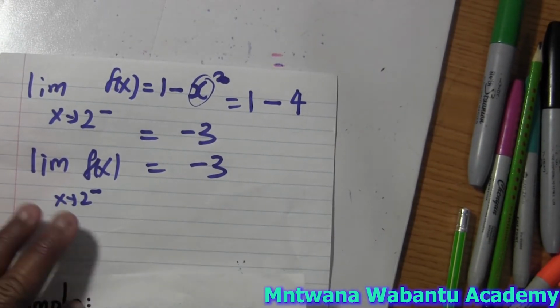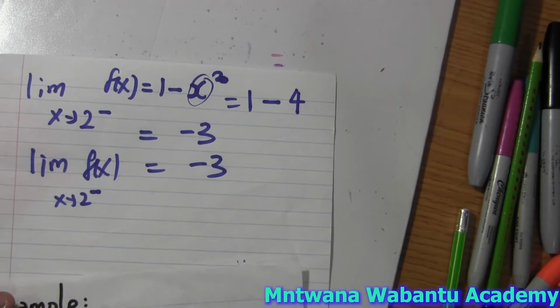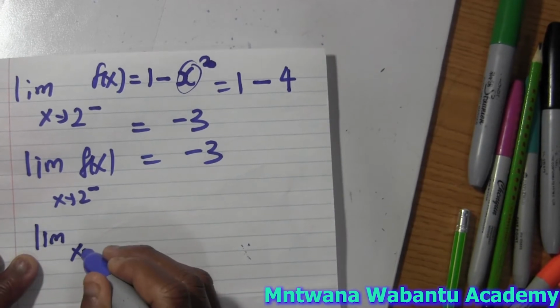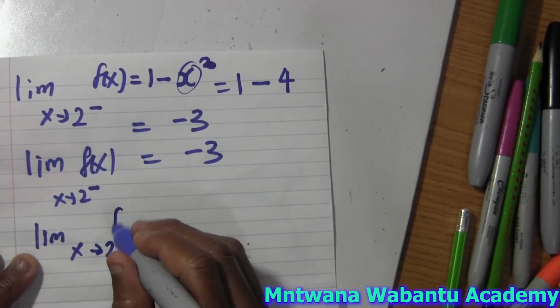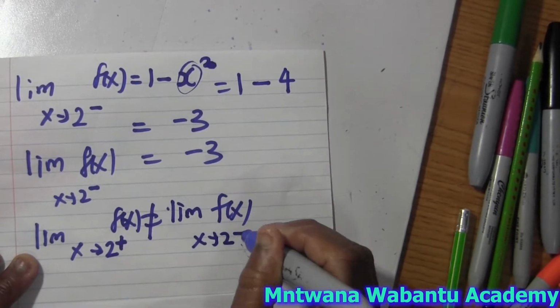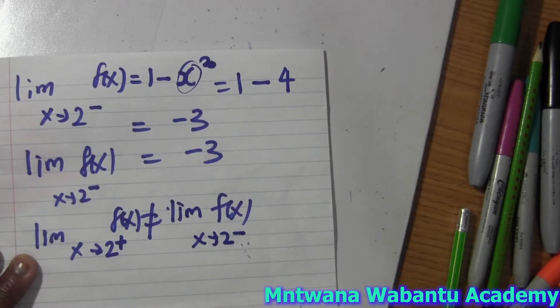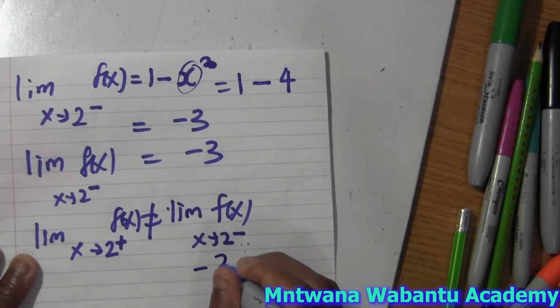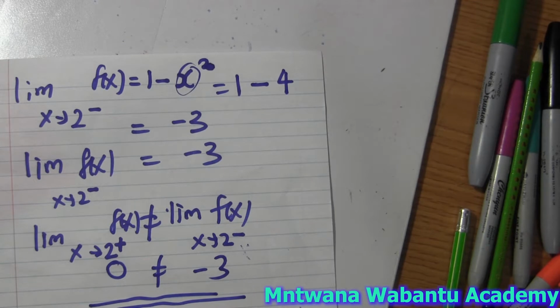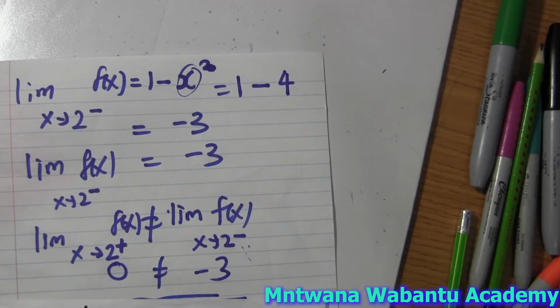So what did you see here? The limit from the left is not equal to the limit from the right. So for that case, the limit of f of x as x approaches 2 from the right is not equal to the limit of f of x as x approaches 2 from the left. You know what I'm saying? Or in other words, you can say negative 3 is not equal to 0. So that's one of the reasons you could say it is not continuous, because continuity means the limit from the left must be equal to the limit from the right.